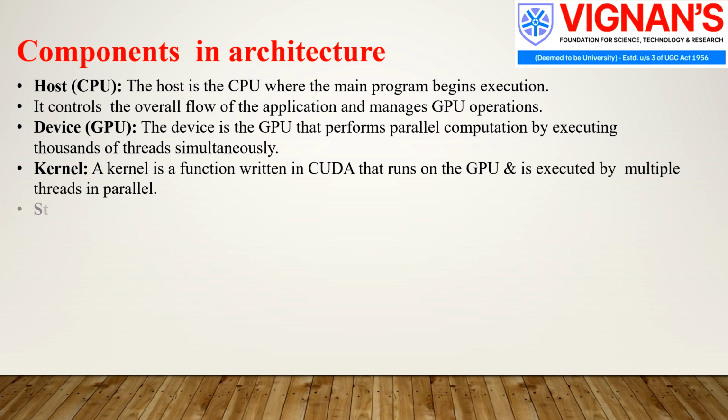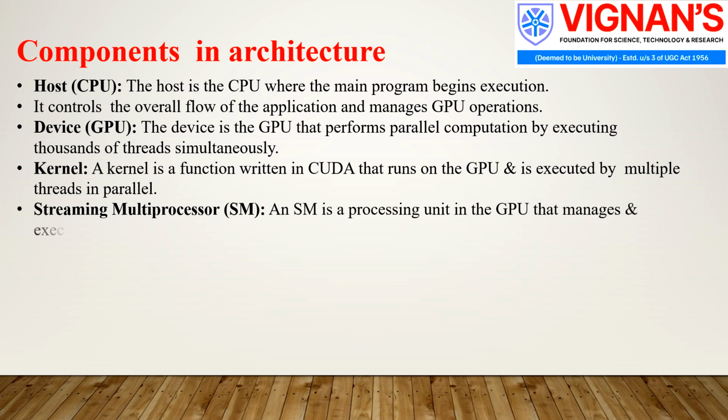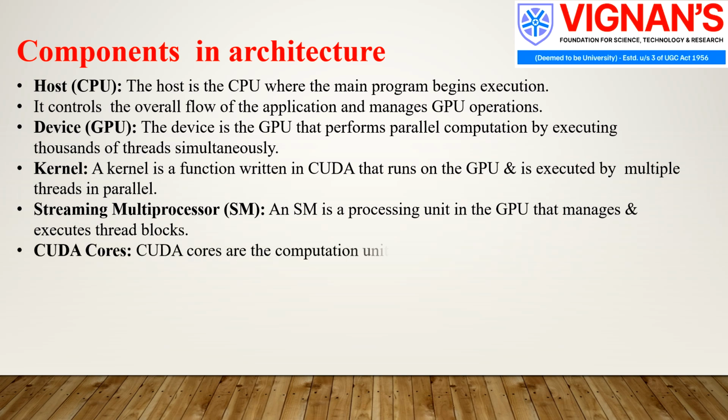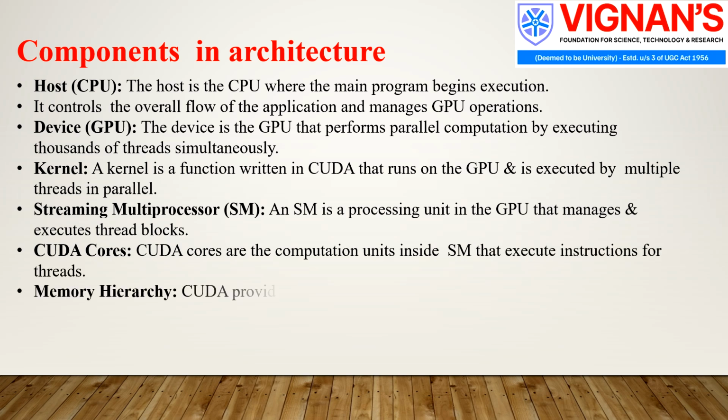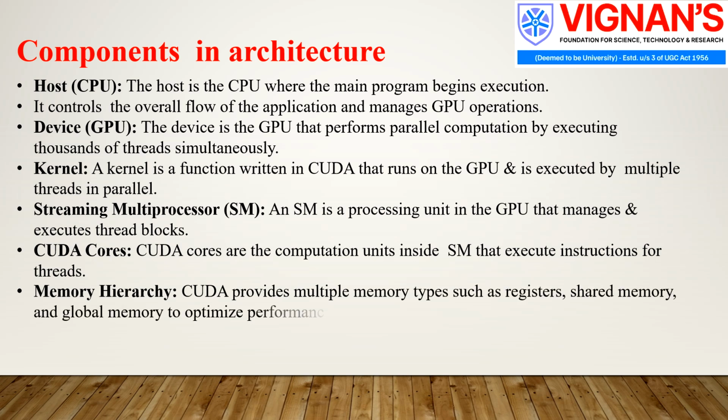A streaming multiprocessor, or SM, is a processing unit inside the GPU. It manages and executes thread blocks. CUDA cores are the computation units inside each SM. They execute instructions for individual threads. Finally, CUDA uses a memory hierarchy that includes registers, shared memory, and global memory to optimize performance.